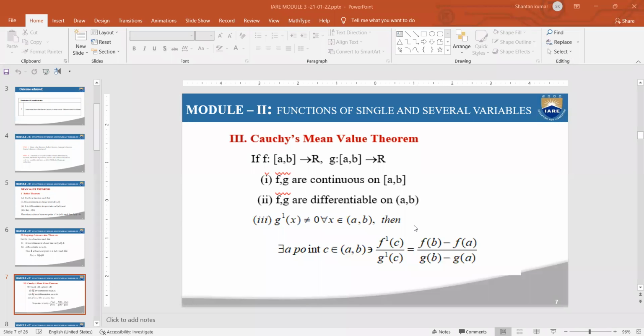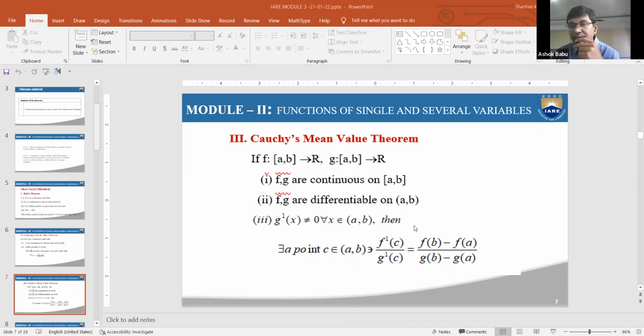If my PPT is visible, watch the PPT properly. If the voice is not clear, then focus on the PPT. If the three conditions are satisfied, then there exists c belongs to (a, b) such that f'(c) by g'(c) is equal to f(b) minus f(a) by g(b) minus g(a). That is the condition.